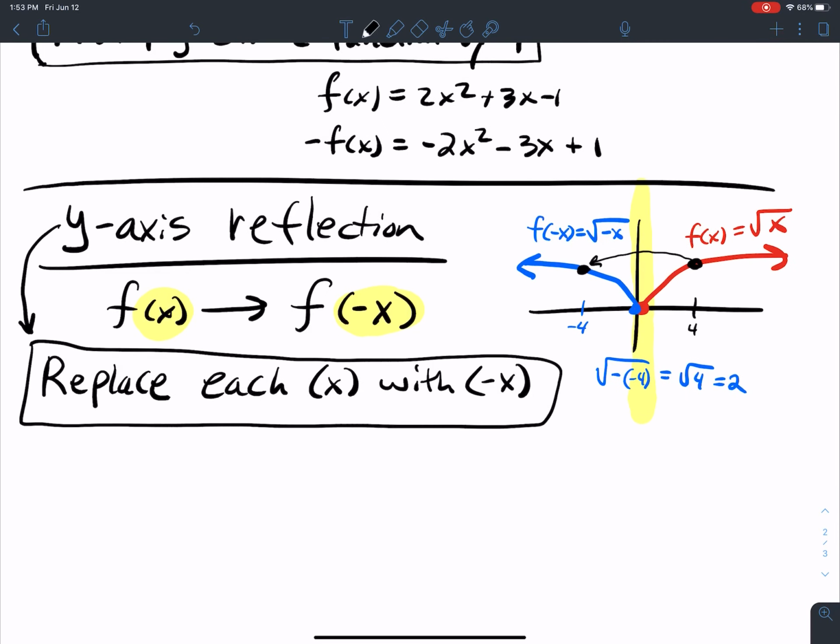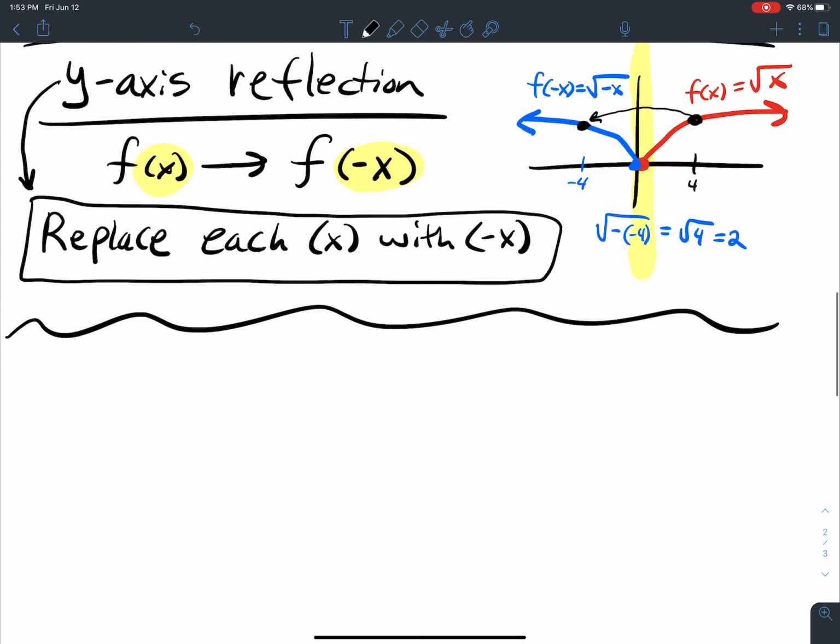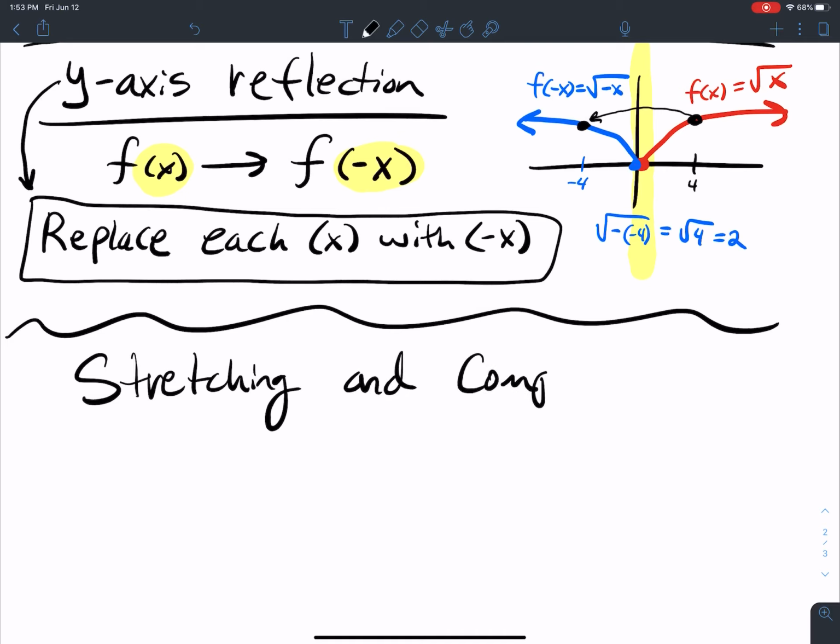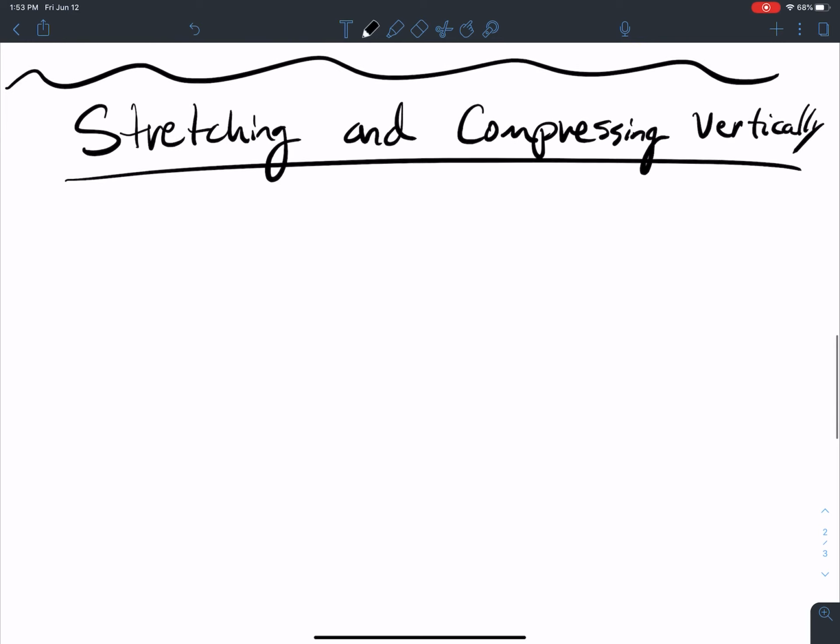Now, stretching and compressing. This is the last of the transformation ideas here, and then we're going to do an example where we put it all together. So stretching and compressing vertically. Okay, stretching and compressing vertically.